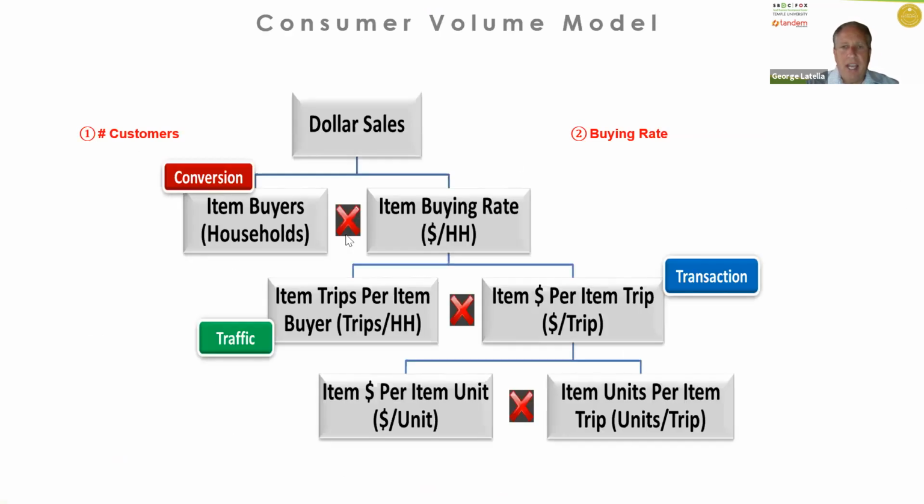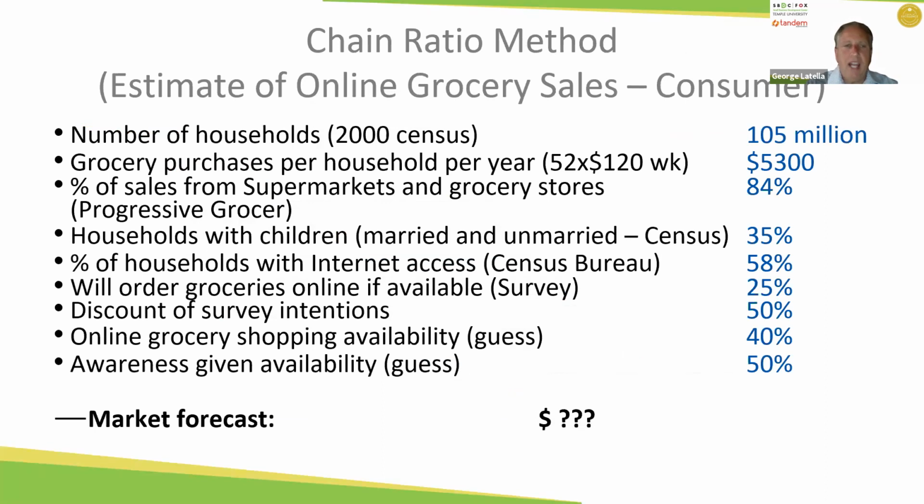So again, I'm going to show you this chart again here in more simple terms. Consumer volume model. If you know the number of customers and how much they're buying, you can do a forecast. Okay, it's that simple. Here's an example without having any actual data, all information we got off the internet plus some assumptions. And I went back and looked at the 2000 census. So in 2000, there were 105 million households in the United States. We have data back then that said that the average household spent $120 per week on food. So if you multiply 52 weeks in a year times $120, the average household potential was $5,300 on grocery purchases.